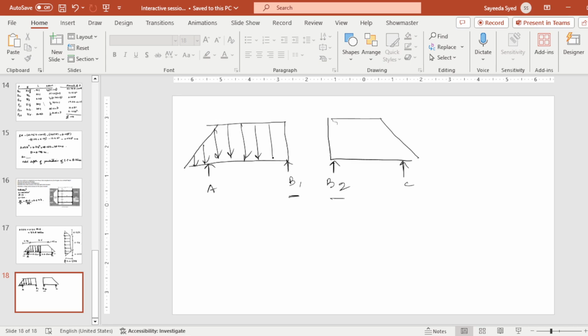The height here is 37.8. So RA plus RB equals half into 1.75 into 37.8 plus 37.8 into 1.75. So RA plus RB will be equal to 99.225.